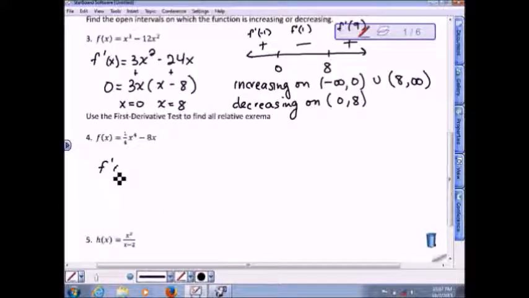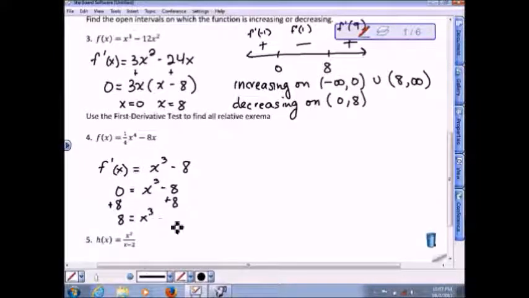So the first derivative in this function, if you use a simple power rule and take the derivative of each of these terms, 4 drops down in front, 4 times 1/4 is 1, so this is x to the third minus 8. If we set that equal to 0, we can add 8 to both sides, and we have 8 is equal to x to the third. Now we can get rid of the power 3 by using the cube root. The cube root of 8 is equal to 2, so the critical value here is x equals 2.